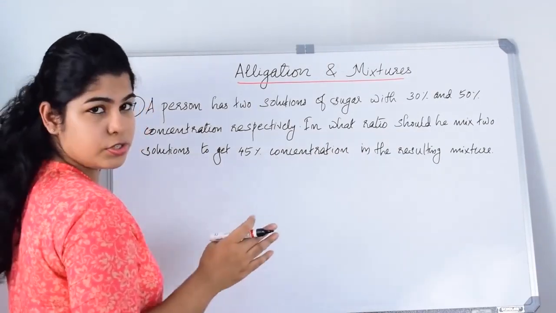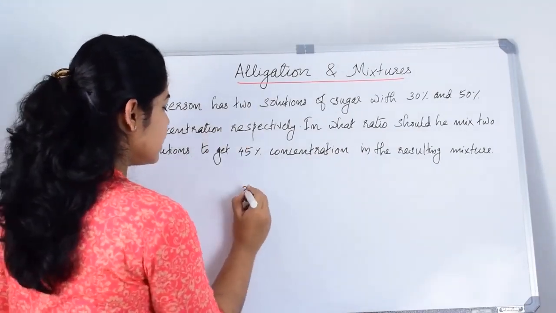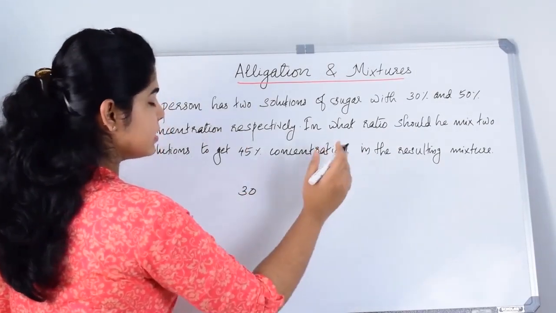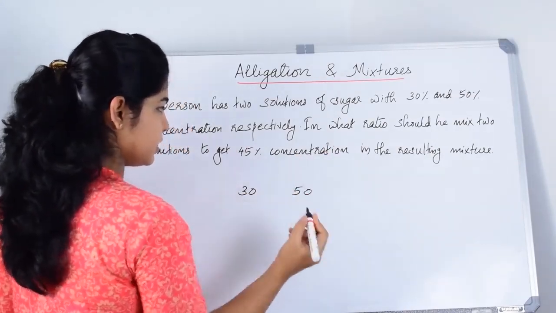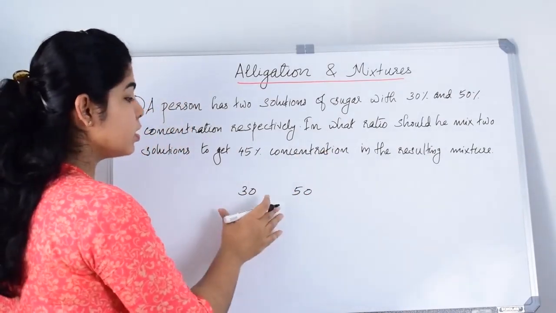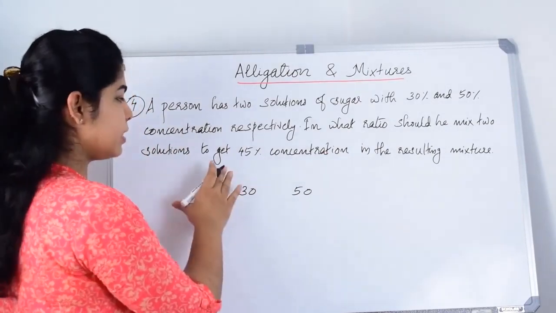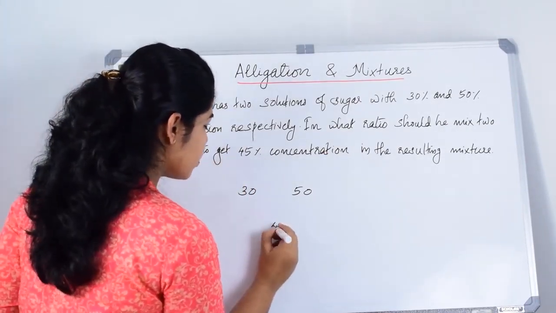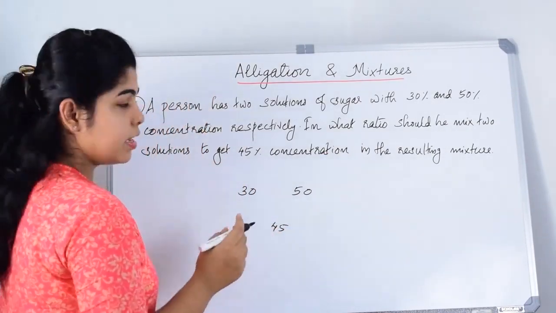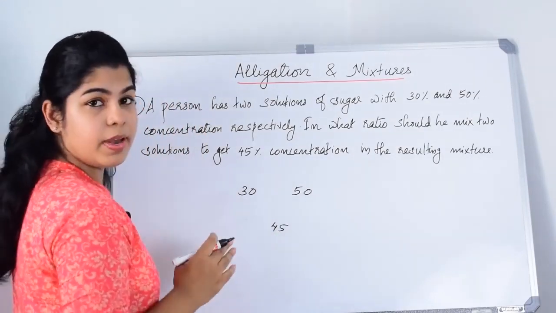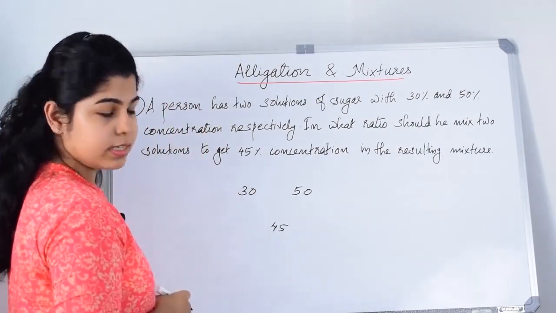So the concentration of sugar in the first solution is 30% and in the second solution it is 50%. It is given that by mixing both these solutions together, we will get another mixture whose concentration is 45%. Now it is asked to find the ratio. By applying the rule of alligation, we can easily calculate the ratio.